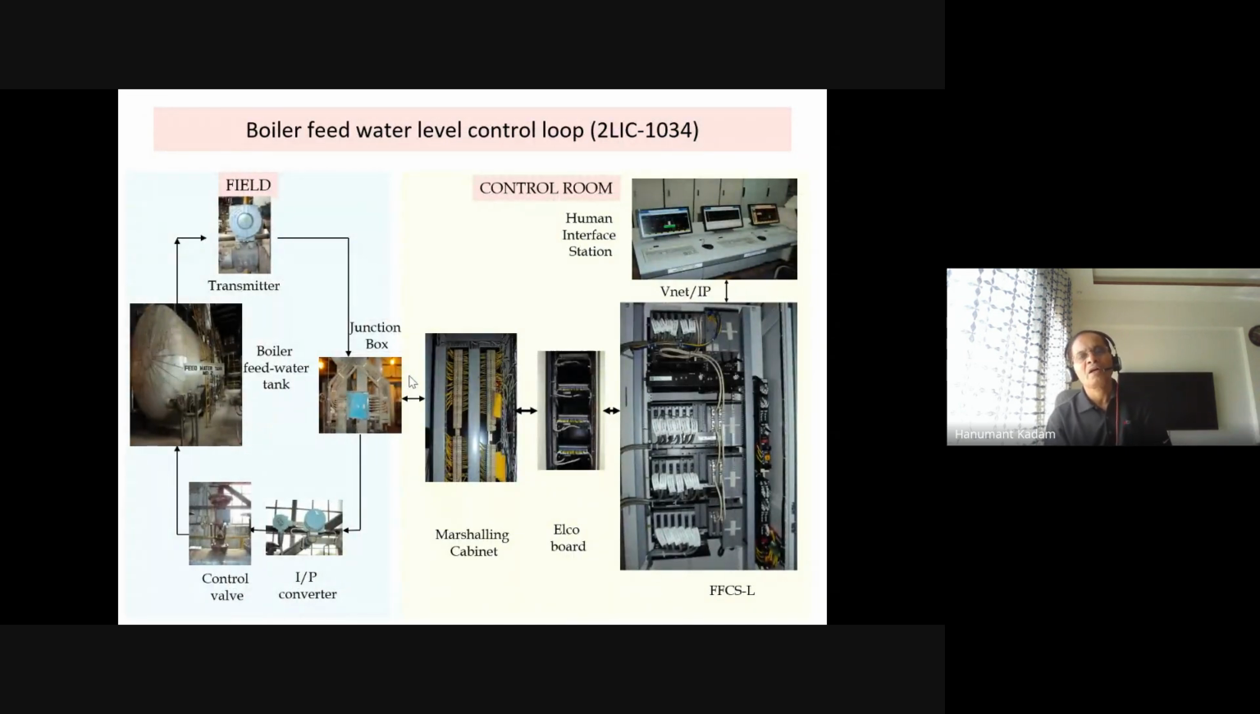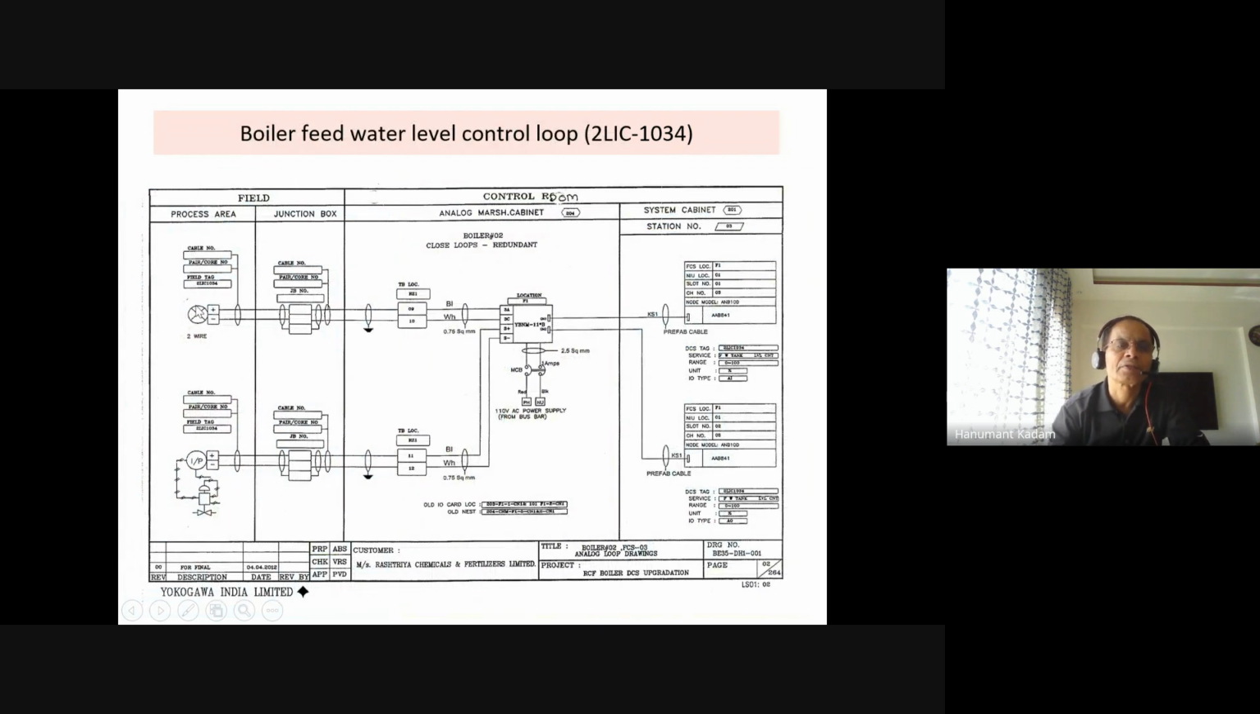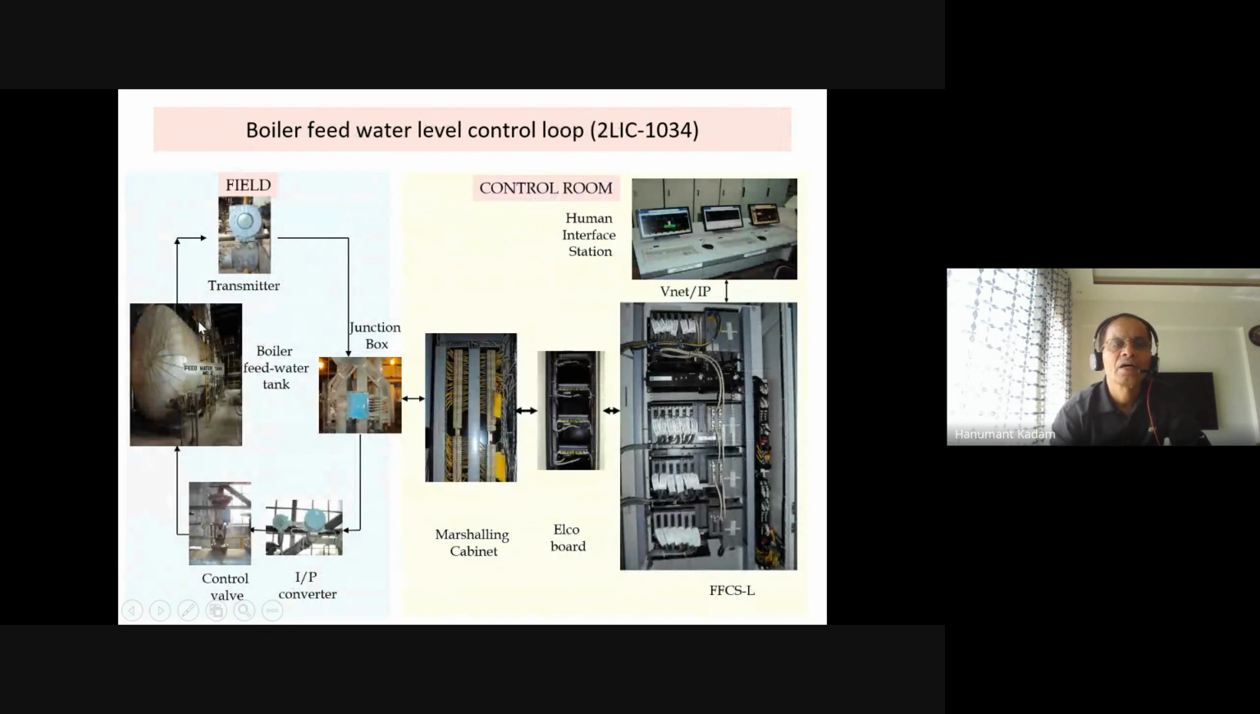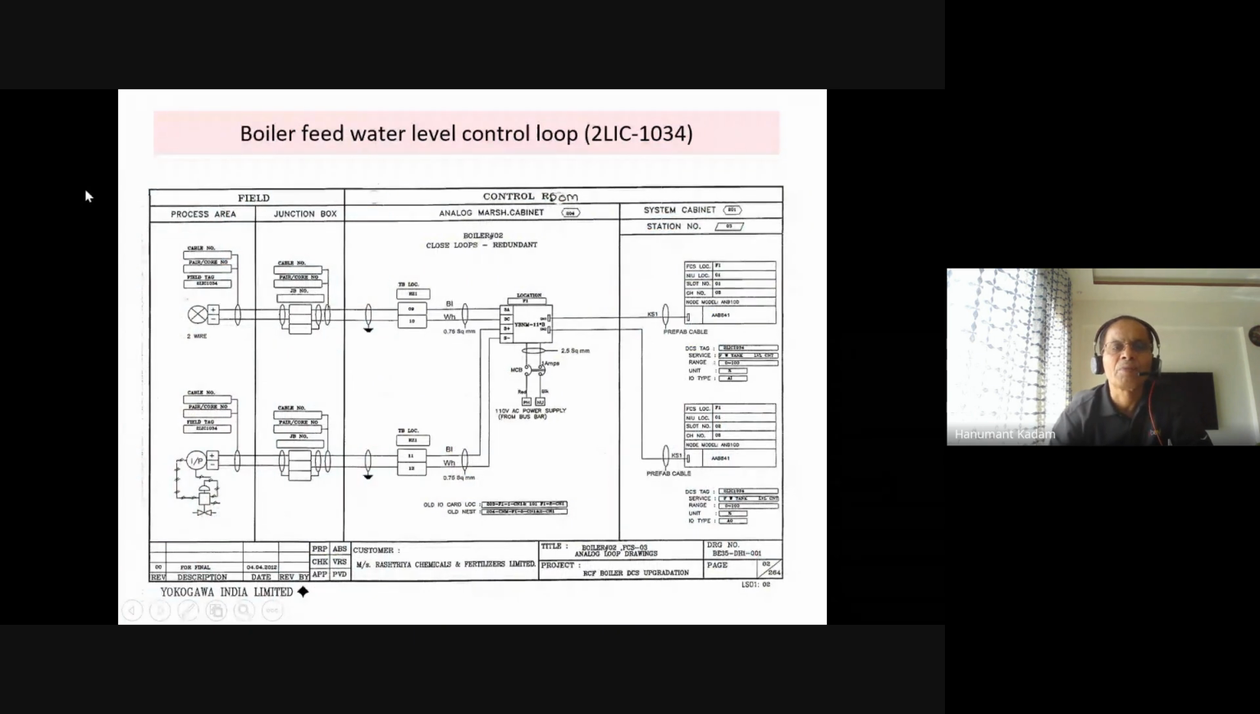And whatever I have shown you, you can see here, 2 LIC 103. This transmitter is installed for level measurement of this feed water tank. These transmitters, you can see here, this transmitter. Then the JB we are talking about here is this junction box here.